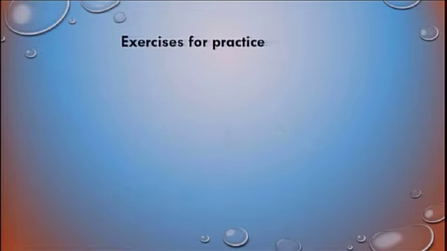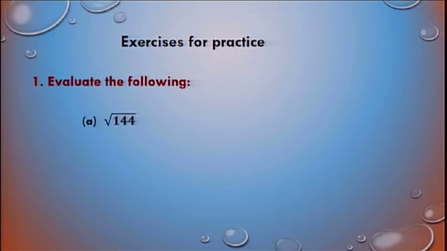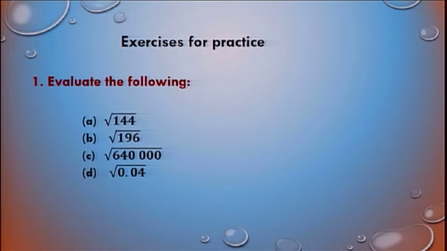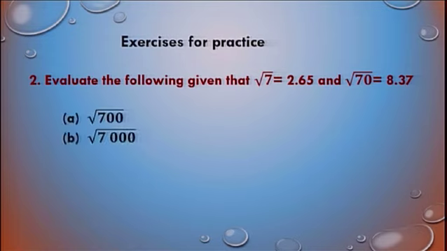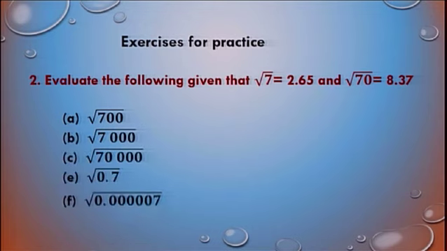Now students, I'm giving you some exercises for practice. The first one, you're going to evaluate square root of 144, square root of 196, square root of 640 thousandths, square root of 0.04, square root of 125 millions. Exercise 2. You are given the value of square root of 7 and square root of 70. You are going to find the square root of these numbers.